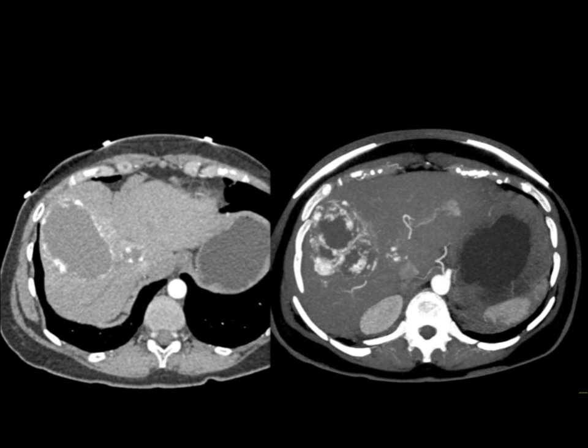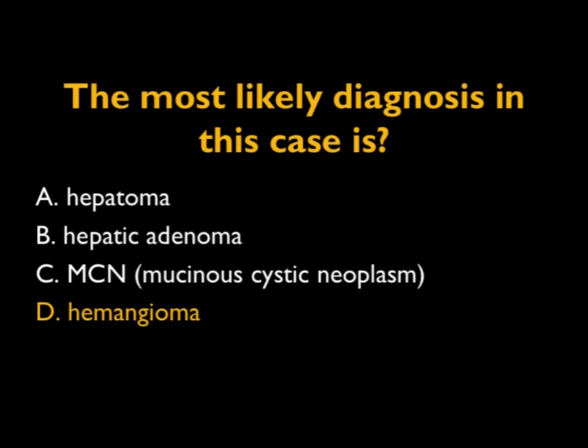The appearance of enhancement is not hepatoma. It's not adenoma. It's not a mucinous cystic neoplasm. This is classic for hepatic hemangioma. Just a perfect example with the puddling and peripheral enhancement. Very nice example.